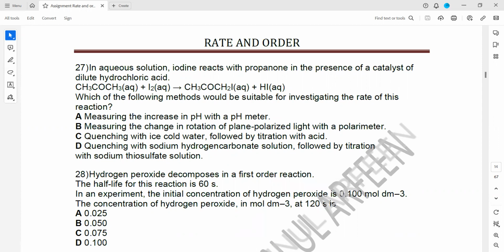And conduction also, like if the ions are there and the number of the ions is changing, so we can find what is the change in number of the ions. We can also use that method for measuring the rate of reaction. So which is suitable? Measure the increase in pH with a pH meter.